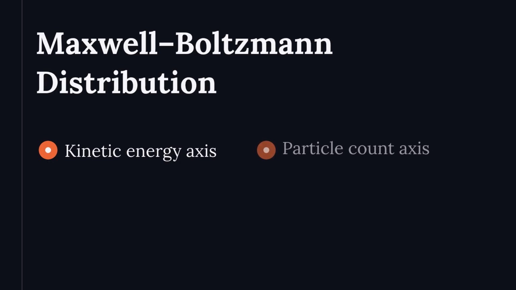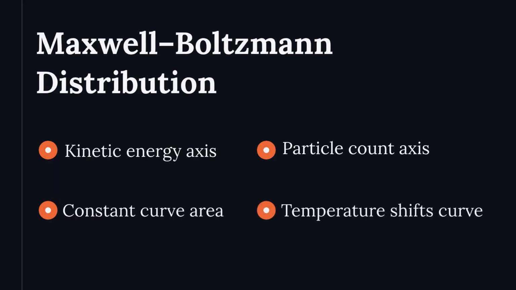The Maxwell-Boltzmann distribution shows particle energy spread. The x-axis represents kinetic energy, while the y-axis shows particle count. The area under the curve remains constant. Temperature shifts the curve, affecting reaction rates. More particles gain energy to surpass activation energy.